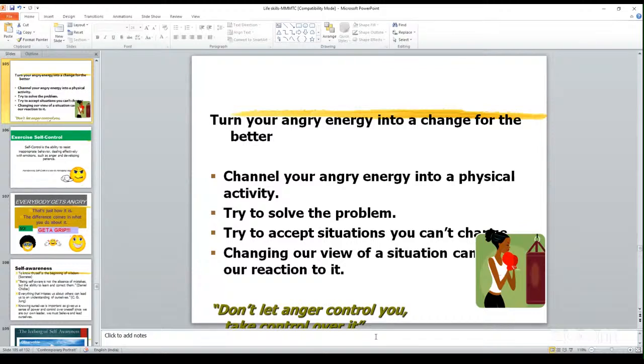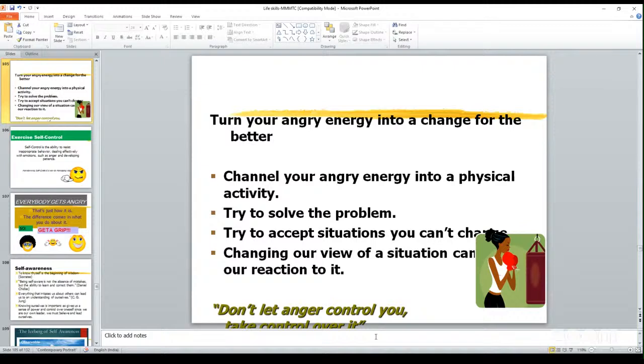So you must have seen in movies, whenever they get angry, they start running or hitting the punching bag, where they are channelizing that anger into a physical activity. That also people have done.